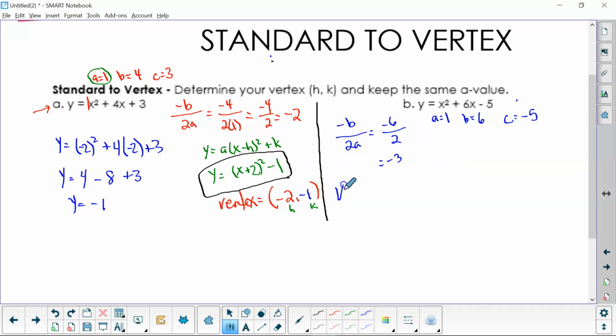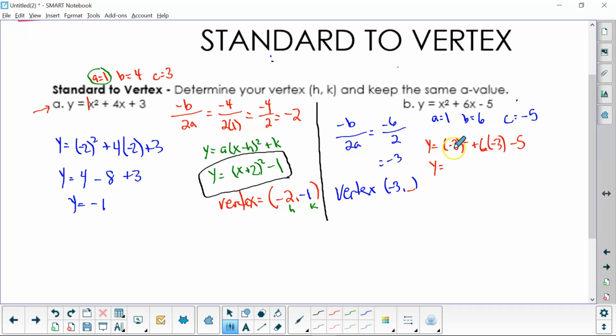So our vertex is going to be at x equals negative 3. We don't know the y value yet. To get the y value, we plug negative 3 in for each of the x values. So I'm going to take this original equation and plug in negative 3. y equals negative 3 squared plus 6 times negative 3 minus 5. I'm asking myself, when x equals negative 3, what does y equal? That's what we're going to find out.